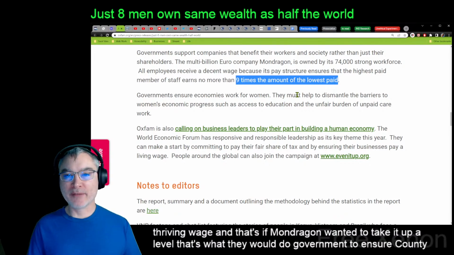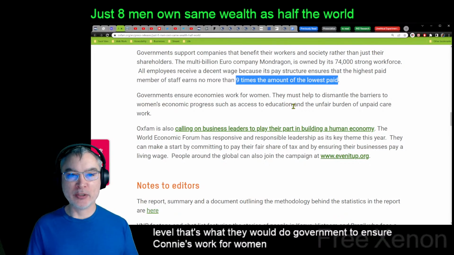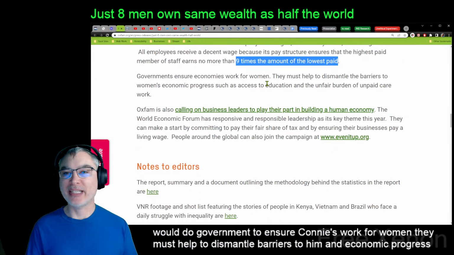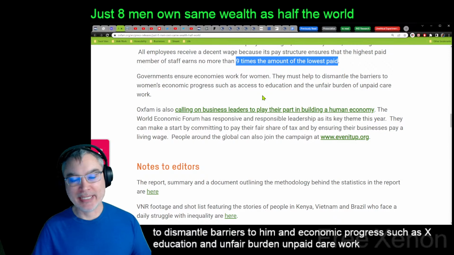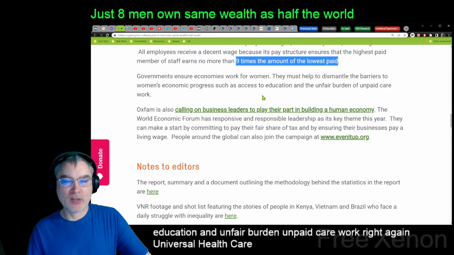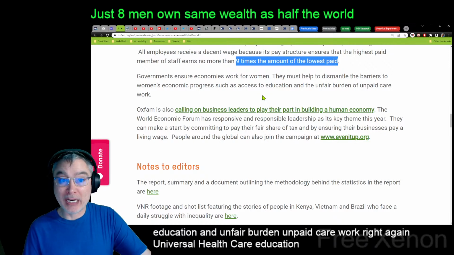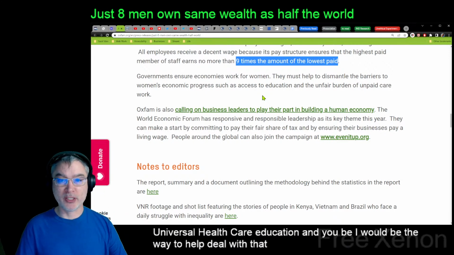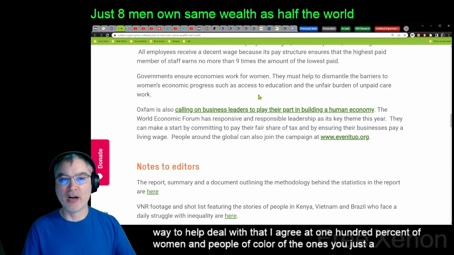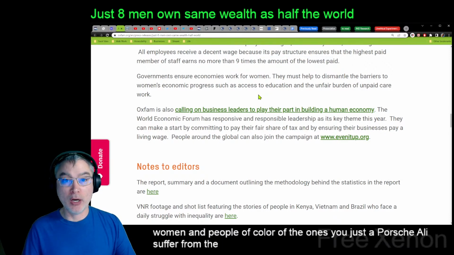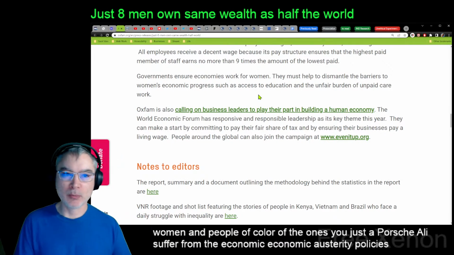Governments ensure economies work for women. They must help to dismantle barriers to women's economic progress, such as access to education and the unfair burden of unpaid care work. Right, again, universal health care, universal education, and UBI would be the way to help deal with that. I agree 100%. Women and people of color are the ones who disproportionately suffer from the economically austere policies of neoliberal fiscal policy.